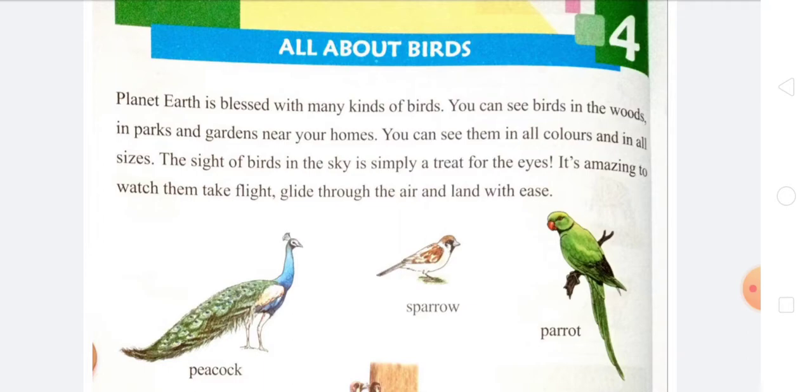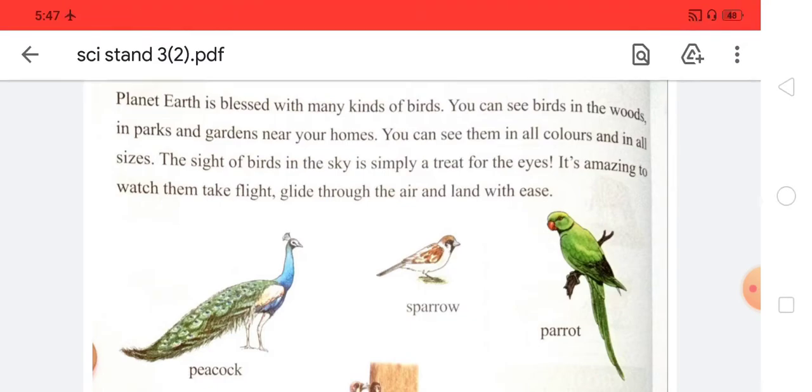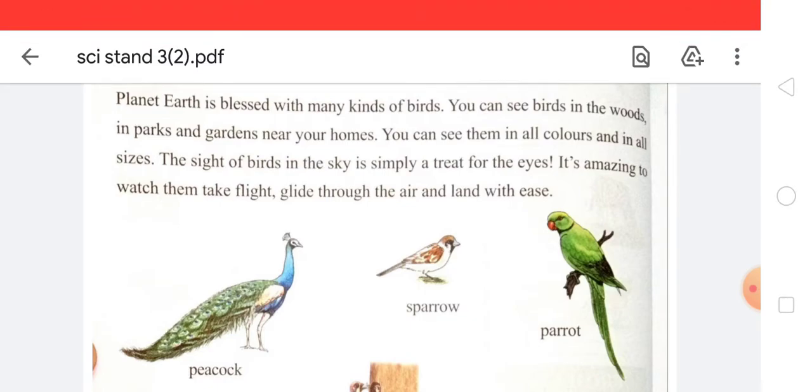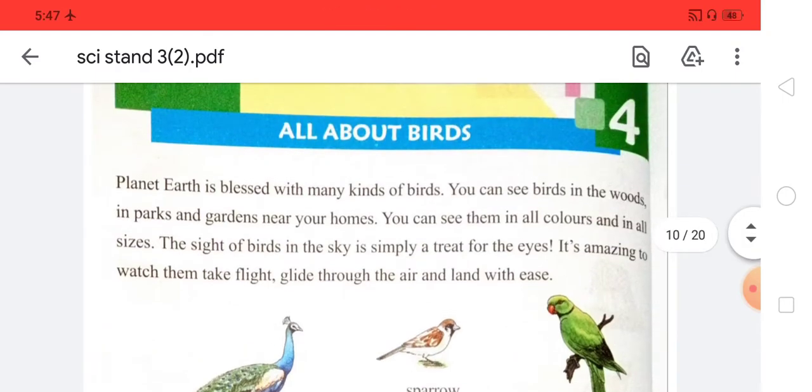Here we know all about the birds. That is chapter number 4 of the Science World book, class standard number 3. So this is the last chapter of unit 2, and here we know about all the birds.